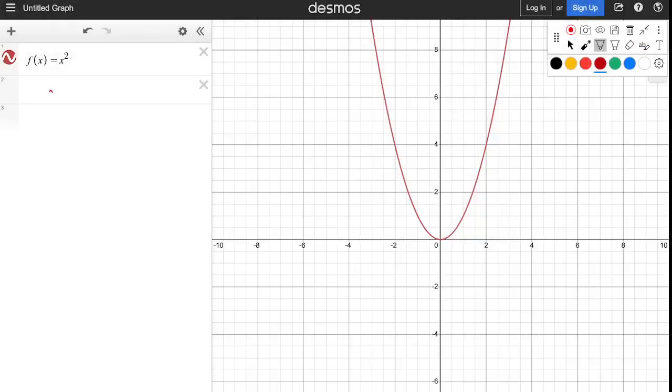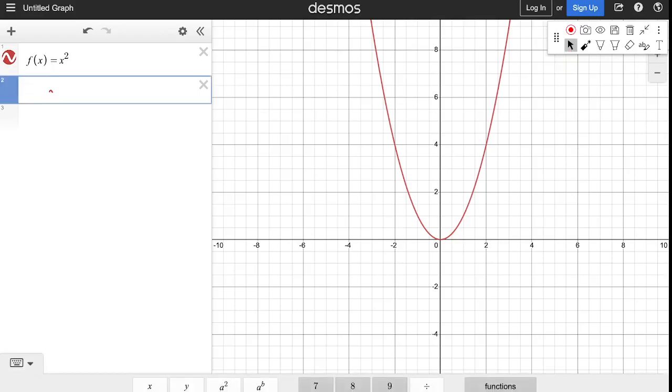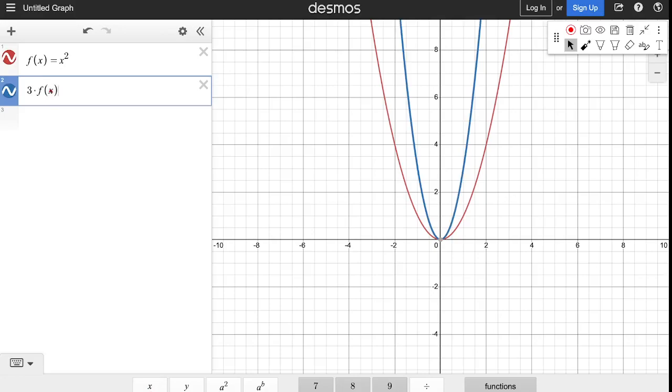So let's go here, and let's remember that's on the outside. So let's put a 3 times f of x. And so the blue one, you can kind of see that everything has been stretched upward.